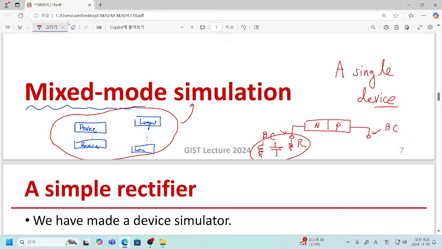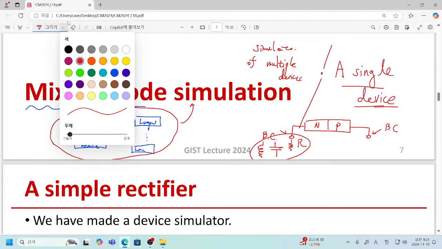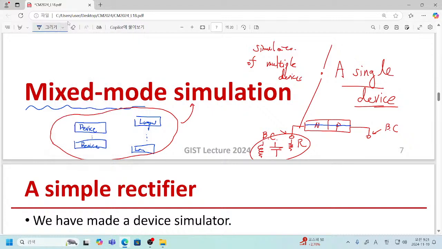So at the time it was clear that single device simulation and simulation of multiple devices or multiple circuit elements were clearly distinguished, because simulation of a single device requires a certain code, okay, set the boundary and what is the boundary condition and what is the doping, then we can solve that system.